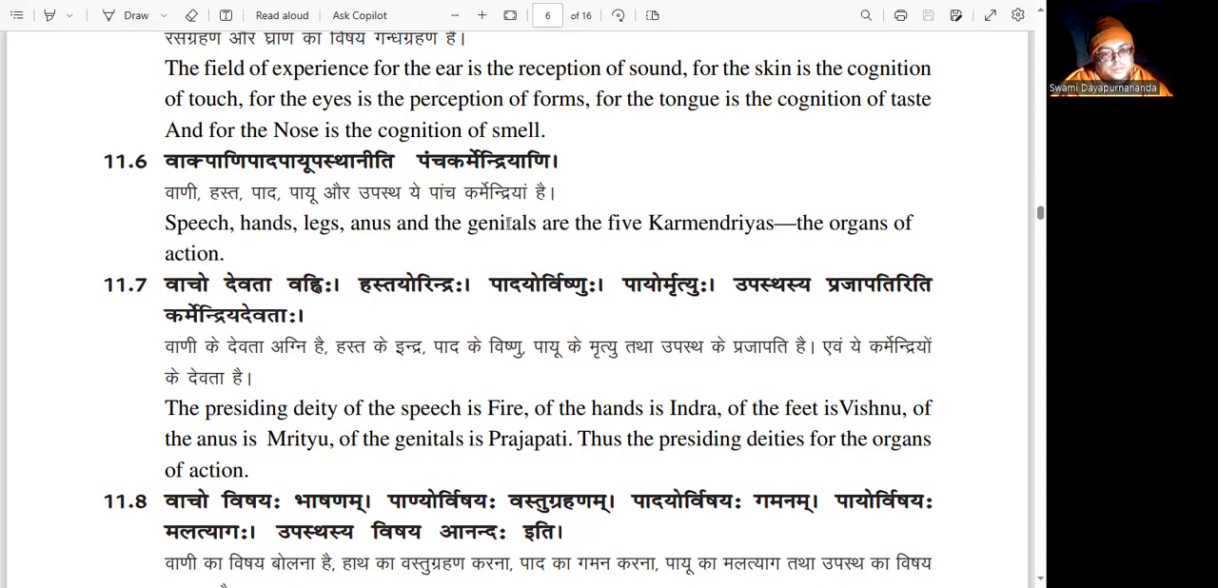Payu, Anus. The presiding deity of Anus is Mrityu. Mrityu means Yamaraja, where ultimately for every human being, death is certain, and life is uncertain. If you say it is a bitter truth, it is a bitter truth. The death is certain, but life is uncertain.